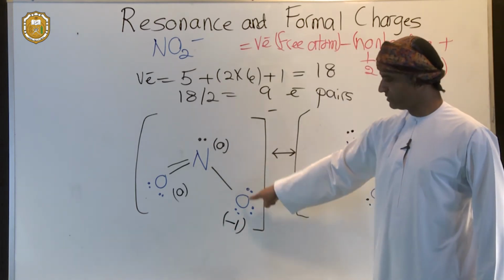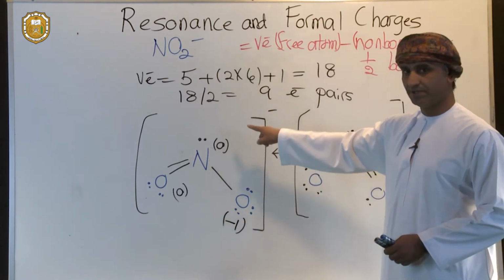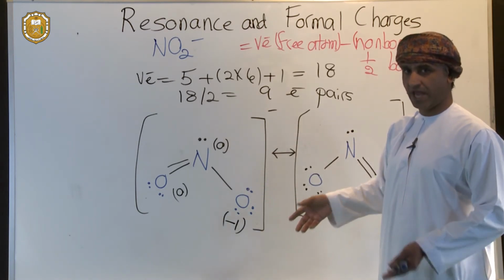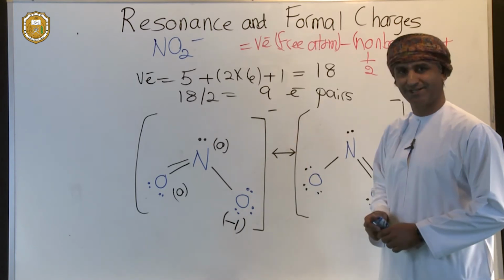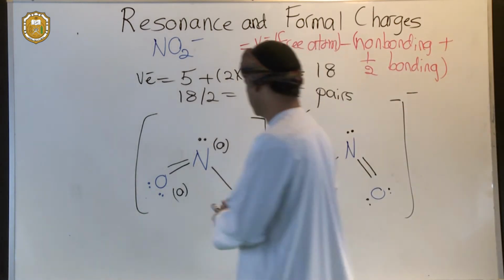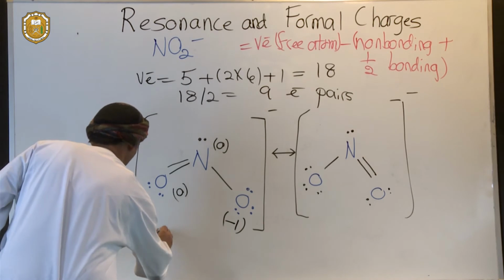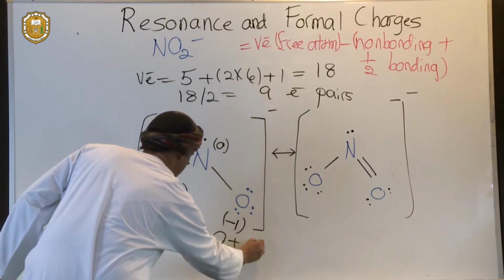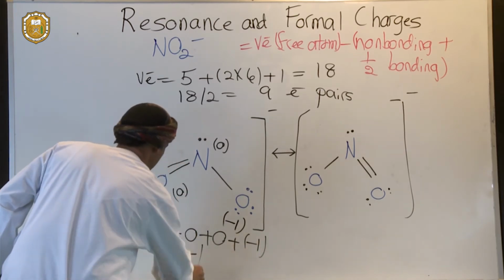If you add these numbers up, the sum 0 plus 0 plus -1, we should get -1, and we do. That's because the charge is -1, so that's reasonable. So the sum therefore will be 0 plus 0 plus -1, and that is -1.